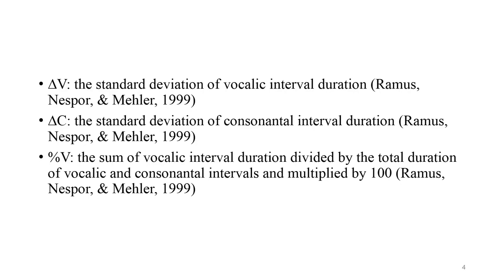Among them, delta V is the standard deviation of vocalic interval duration. Delta C is the standard deviation of consonantal interval duration. %V is the sum of vocalic interval duration divided by the total duration of vocalic and consonantal intervals and multiplied by 100.